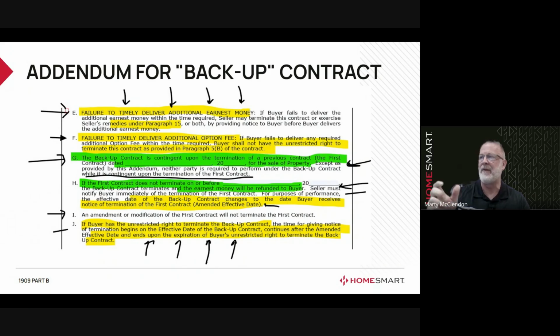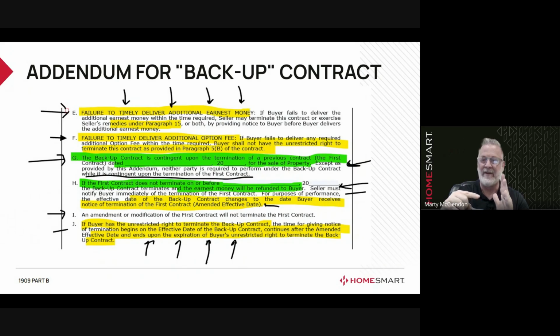For the purposes of the performance for the effective date of the backup contract, it changes to the date the buyer received notice of termination of the first contract. This is called the amended effective date. So you have an effective date of when you sign the contract, which means your clock starts, but only on certain things. Okay, only on, hey, we have a signed, executed deal. Hey, there's a certain amount of time for the seller to give me notice that they've terminated the first contract. Those things, the clock's ticking on those, right? The delivery of additional option money or earnest money are ticking on those. Got it. But everything else is standing still in time, okay? Until they give us notice that the first contract's terminated.